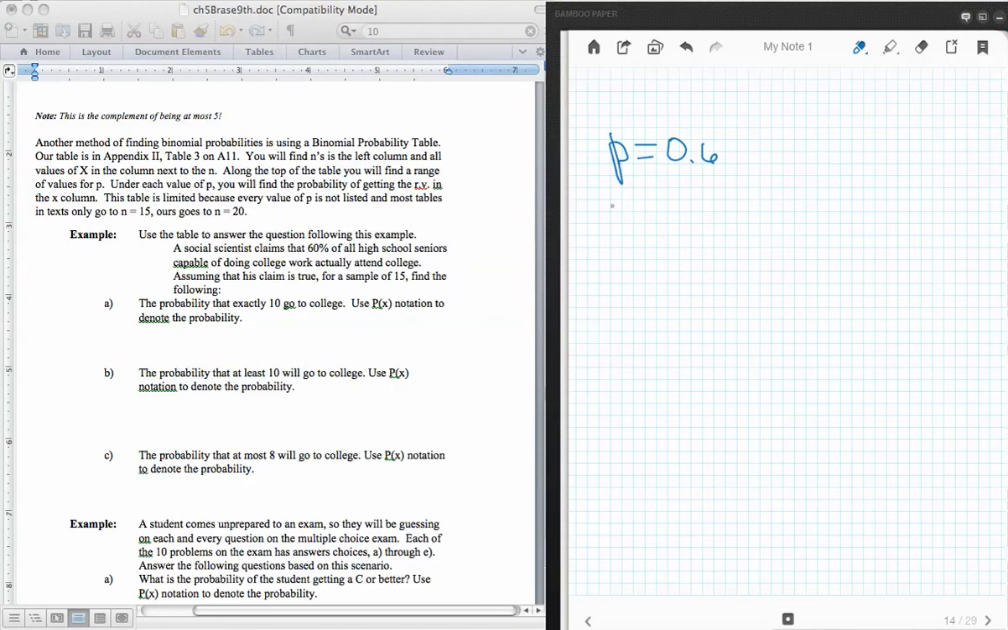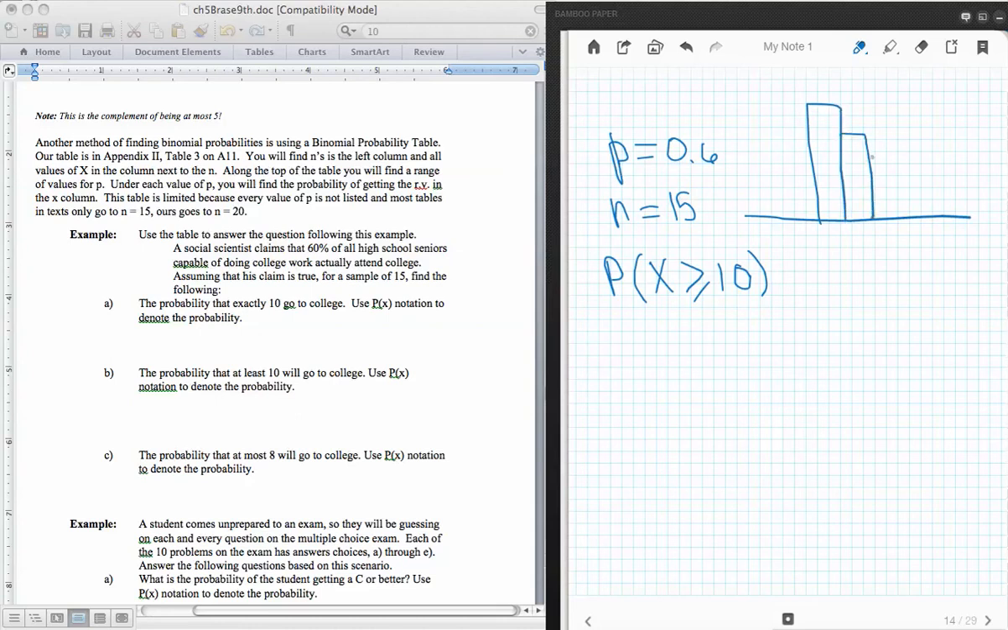So our P is 0.6, and our N is going to be 15 here. And so I'm asking us to find the probability that my random variable is greater than or equal to 10, because at least means that's the smallest amount. Now, in using a calculator, we cannot find that particular probability. So here's what you need to understand, and here's the thing that I really want to explain.